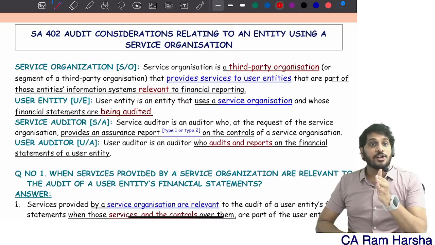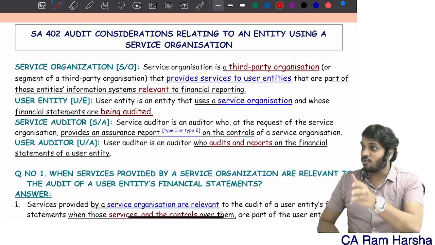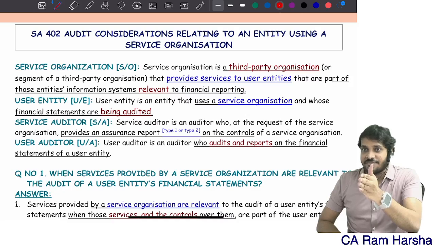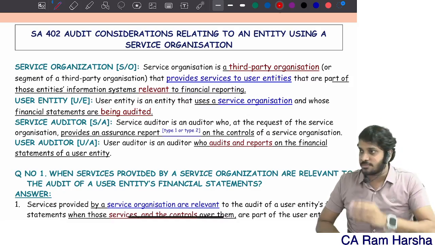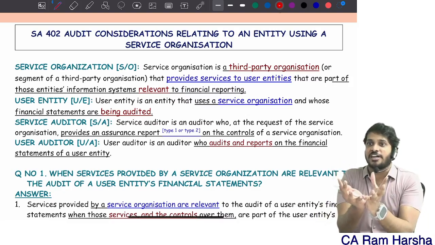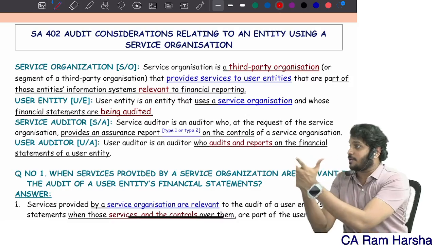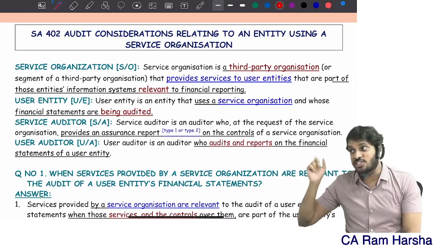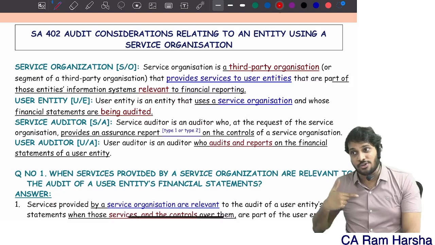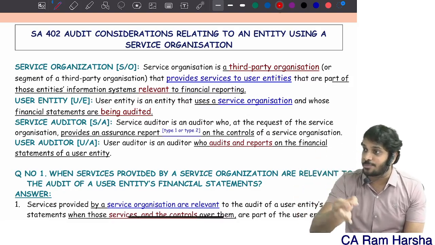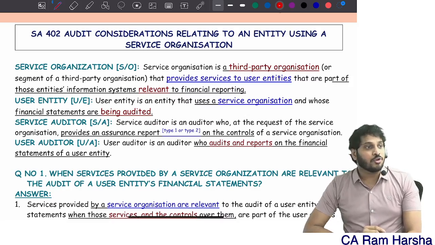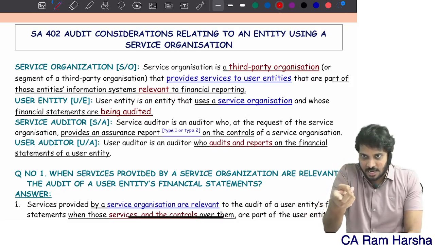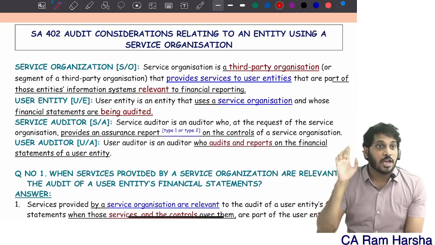Suppose I am doing the audit of a listed entity. For a listed entity, one of the requirements under section 143(3) is that I must ensure whether the internal financial controls are operating effectively or not. Some of the internal financial functions were outsourced, and the controls are also implemented by the service organization. In such a case, whether those financial controls are operating effectively or not, I want to know. There I will ask for a type 2 report. If I have a requirement under law to verify the operating effectiveness of internal control, I will ask for a type 2 report.